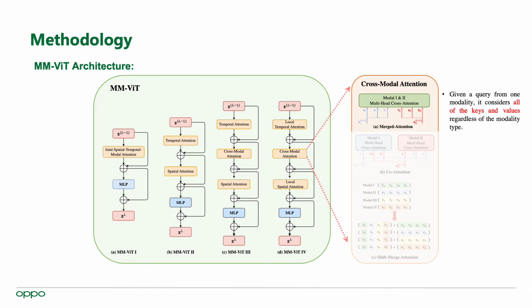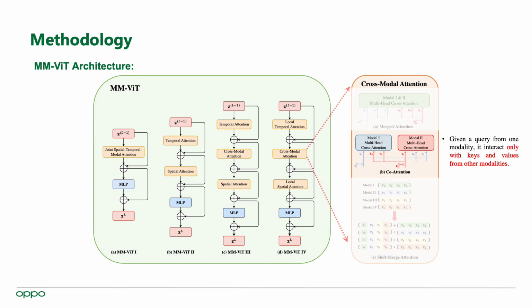In this work, we also developed 3 cross-modality attention mechanisms. The first one is called merged attention. Given a query from one modality, it considers all of the keys and values regardless of the modality type. Alternatively, we can also allow queries to interact only with the keys and values from other modalities. We refer to this mechanism as co-attention.